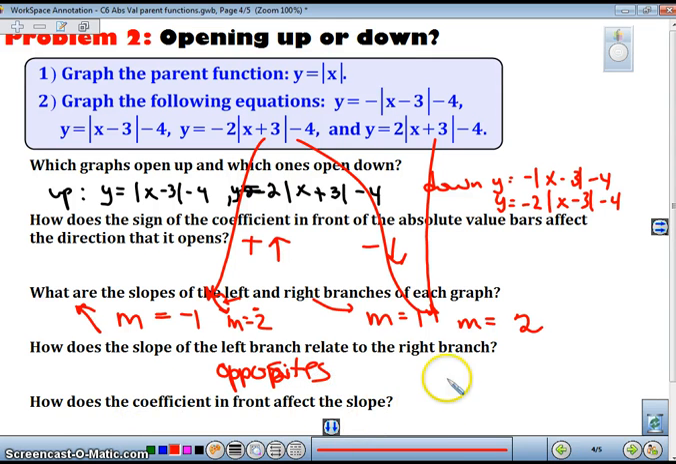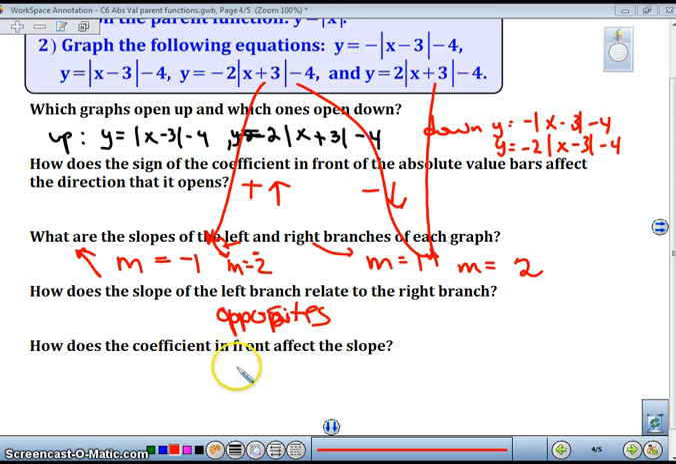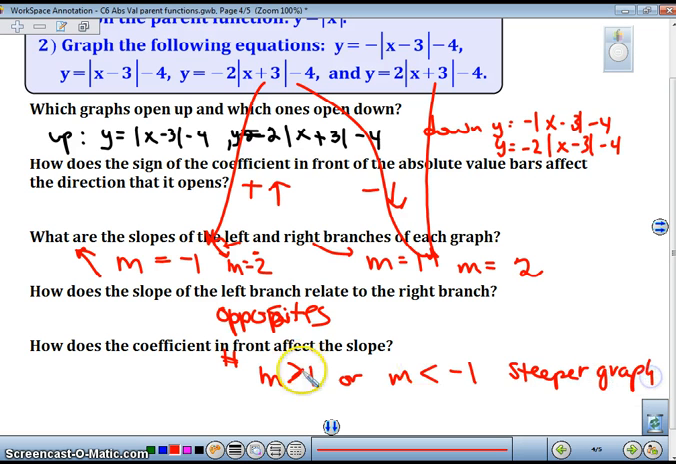What does the coefficient, how does that affect the slope? Remember, what did we say in that very first video on absolute value? If we think of m, our slope, being greater than 1, or m is less than -1, meaning both positive and negative bigger numbers, it is going to be a steeper graph. Whereas if the slope is a number between 1 and -1, meaning that we really have a fraction or a decimal, positive or negative, it's going to be a wider graph.